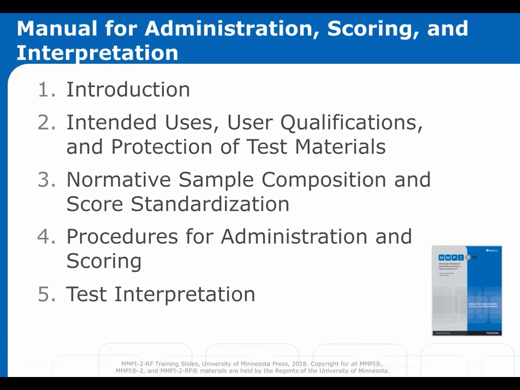This chapter also includes case illustrations which demonstrate how the organizational framework and individual scale interpretations can be integrated to provide a broad picture of the test taker's social, emotional, and behavioral functioning. The organizational approach and interpretation of individual scale scores will be covered in subsequent modules in this training program.